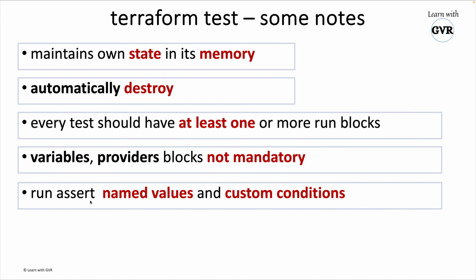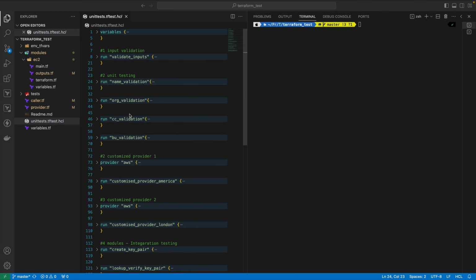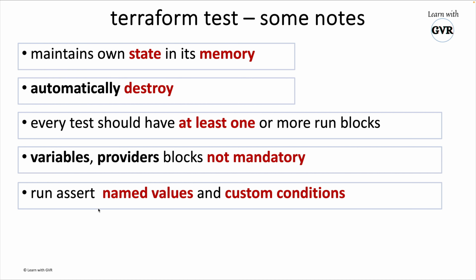And the last but not the least, the assert command. So within the run, we saw there is an assert. In the assertion you can put a condition, but what condition? Custom condition, Terraform custom condition on the named values types. If you want anything on the named values, we can have a separate session on what named values are, right? So those named values and custom conditions you can define for your test case.